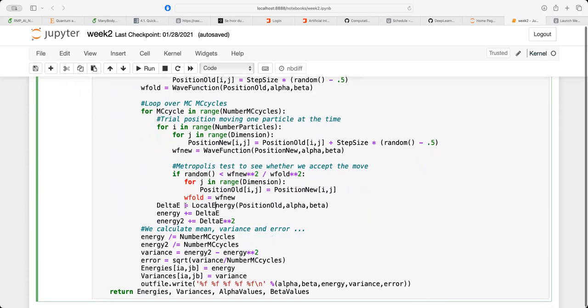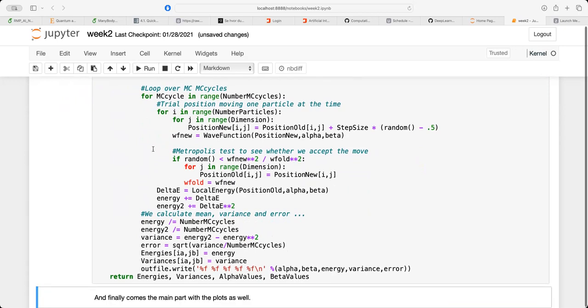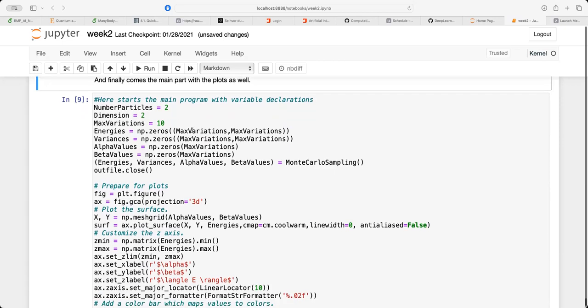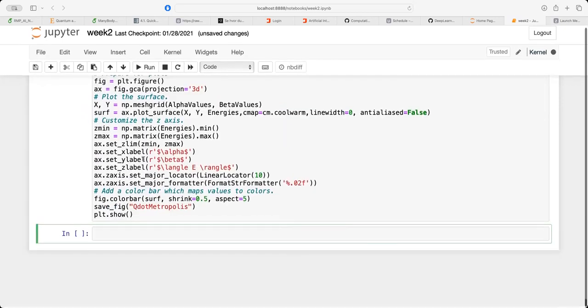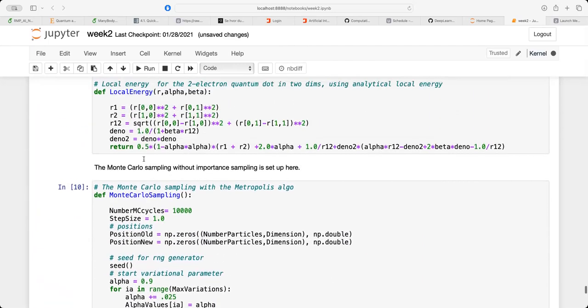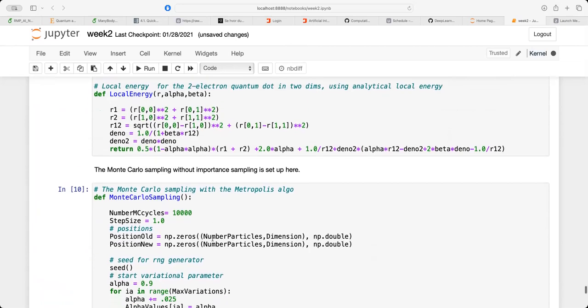And then when I've done that, I update the local energy. I add this to the energy and I calculate the energy squared. And then I can now run it. I have 2 particles. I set it in 2 dimensions. I can do 3 dimensions. I do 10 variations in alpha and beta, so I have 2 parameters. That means that this produces a 10 by 10 matrix in the unknown variational parameters. And if I run this, you will see that it takes some time, even with these few Monte Carlo cycles, which in this case was set to just 10,000.